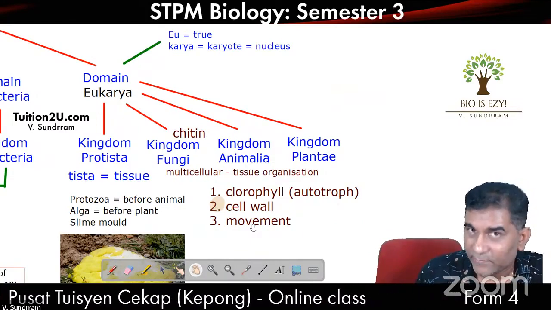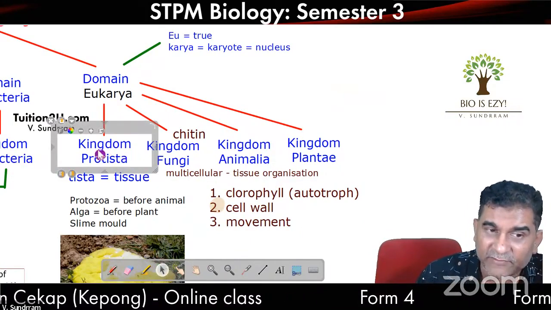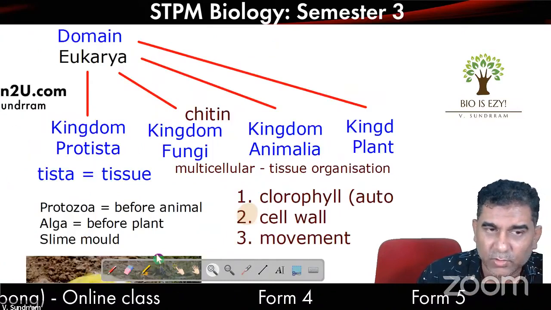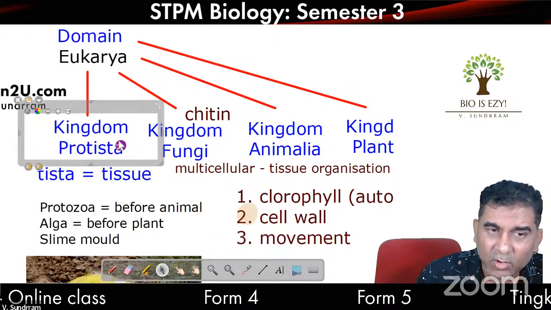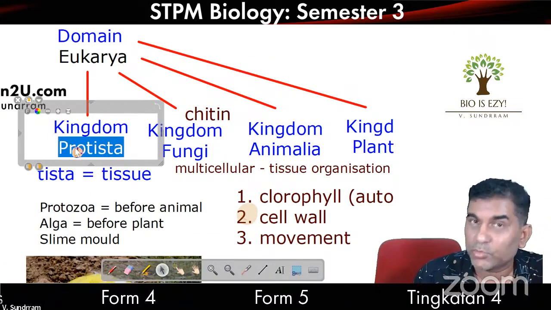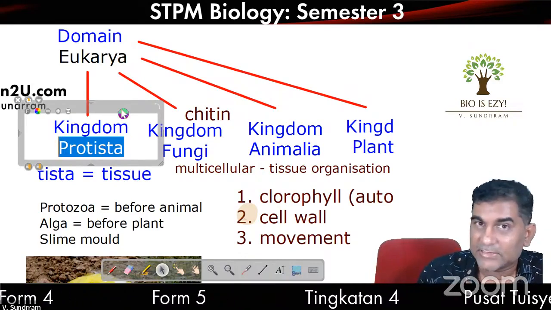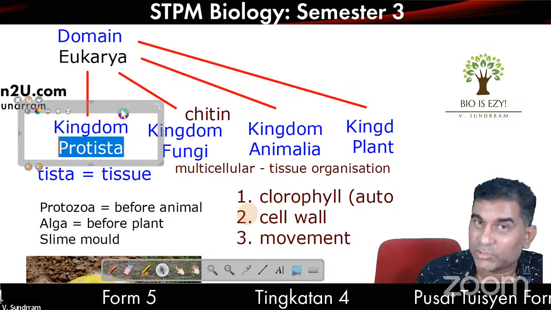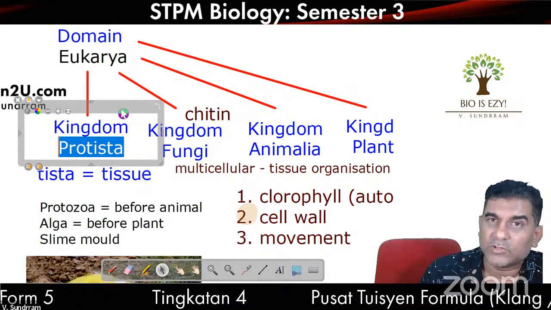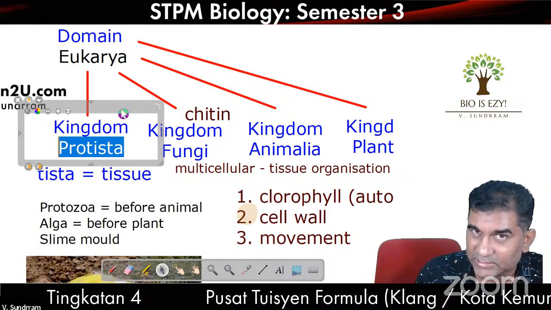If they don't have tissue, they come under Protoctista. The name itself: proto means before, and tista means tissue. So basically Protoctista means all the organisms under this kingdom don't have tissue organization. Most of them are unicellular. Some are multicellular, but they don't have tissue. Protoctista means before tissue.